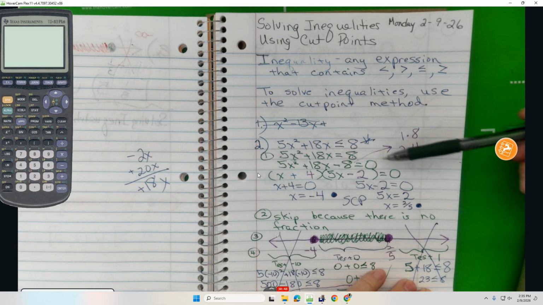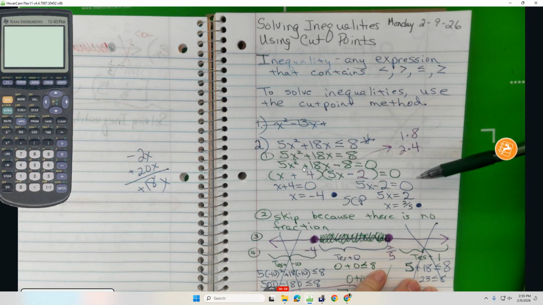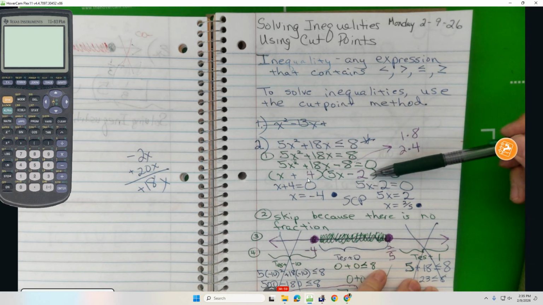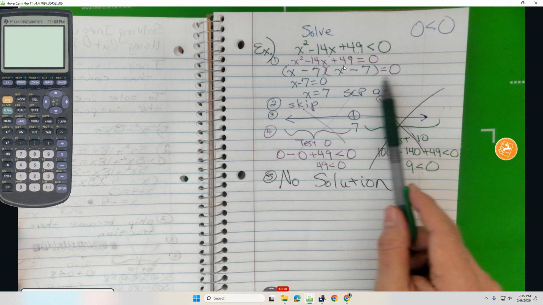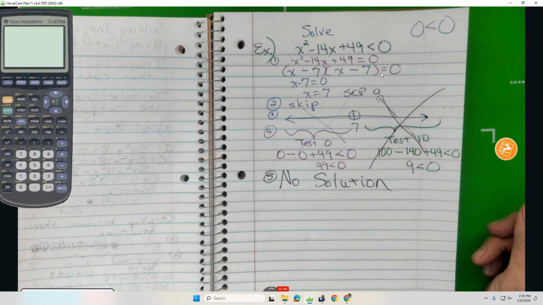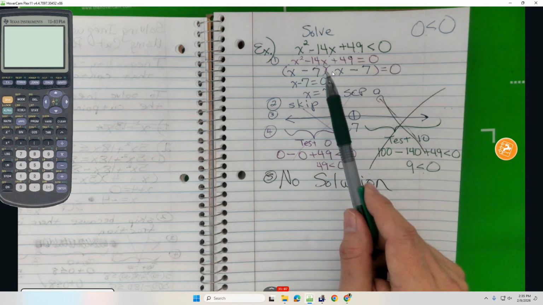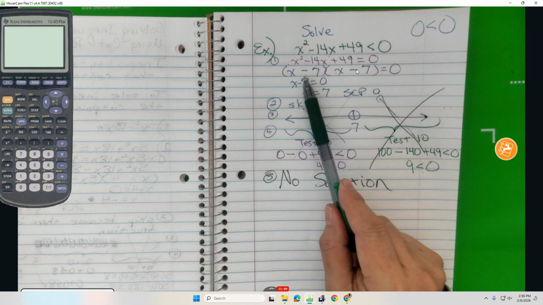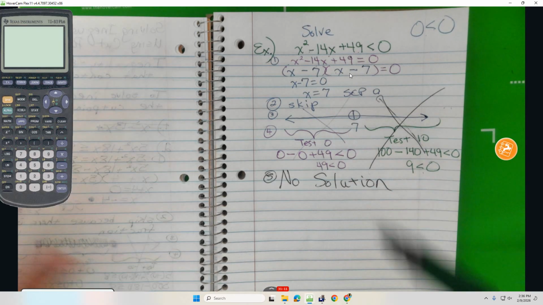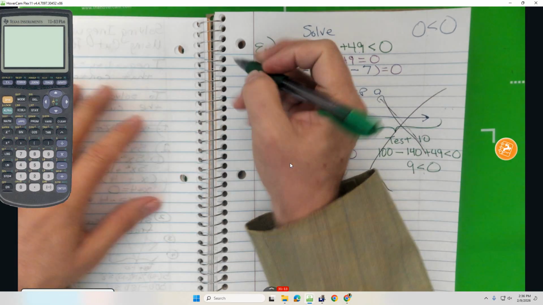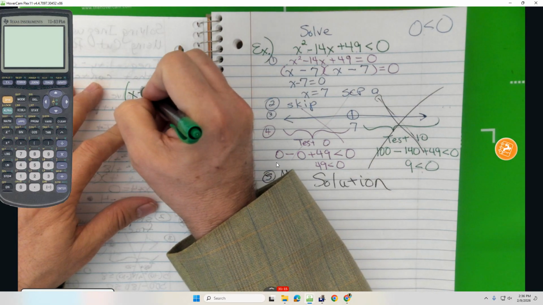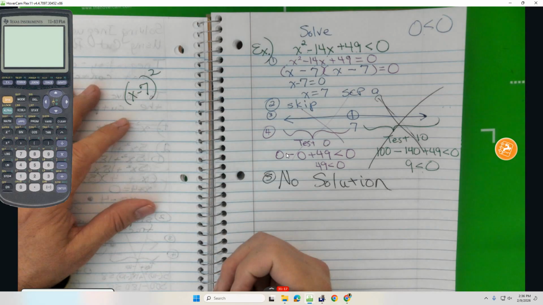We still had to get it set equal to 0 and factor, but there's a fundamental difference between number 2, that problem that we started with, and this example here. What's the fundamental difference? It only had one factor. It had repeated factors, x minus 7 times x minus 7. That's the same thing as x minus 7 quantity squared.